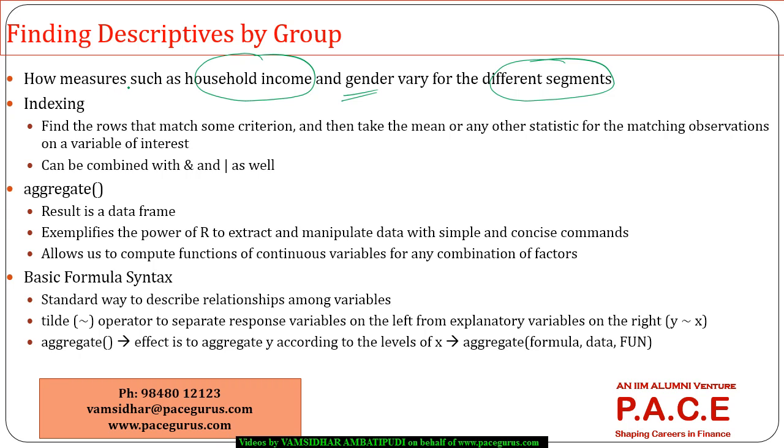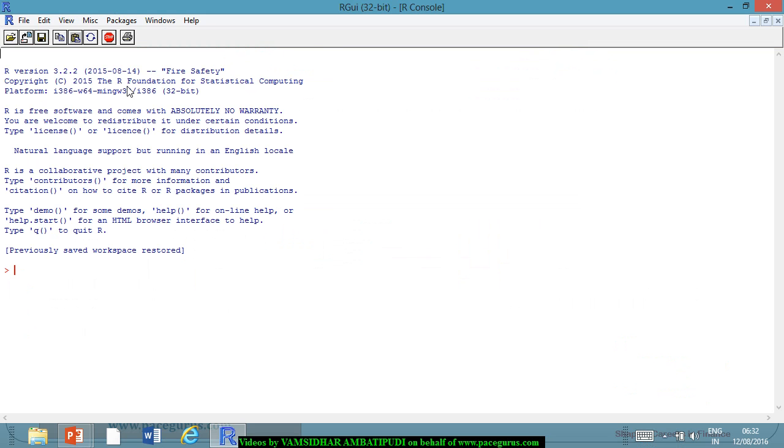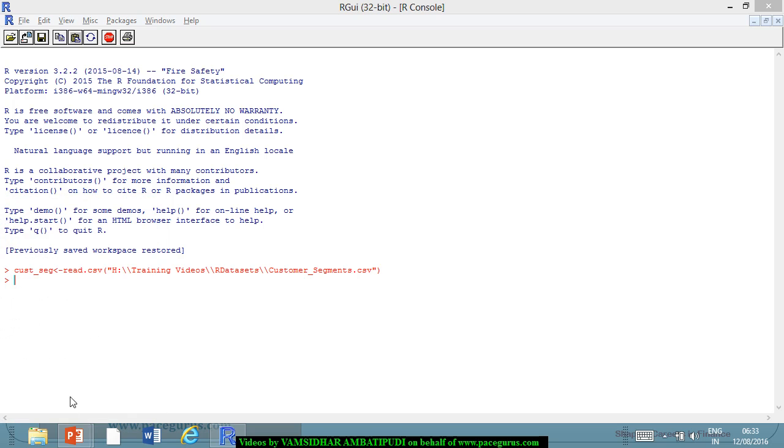Okay, let me get that data into R. I'll call it customer underscore segment. So let me load the data. It's a CSV file, present in my H drive. Let me load it. So this is my data file, and I have loaded it here.